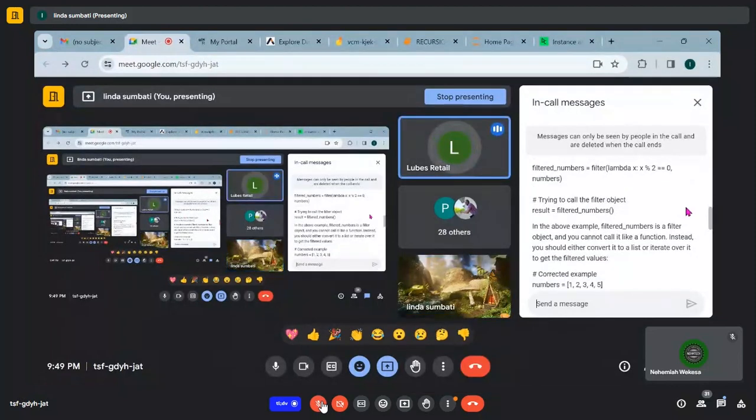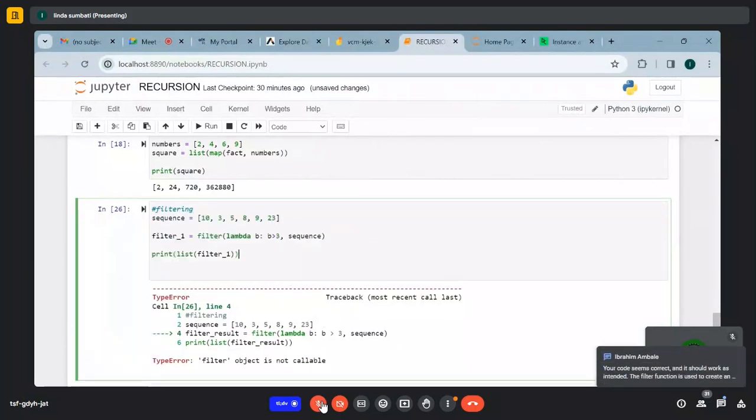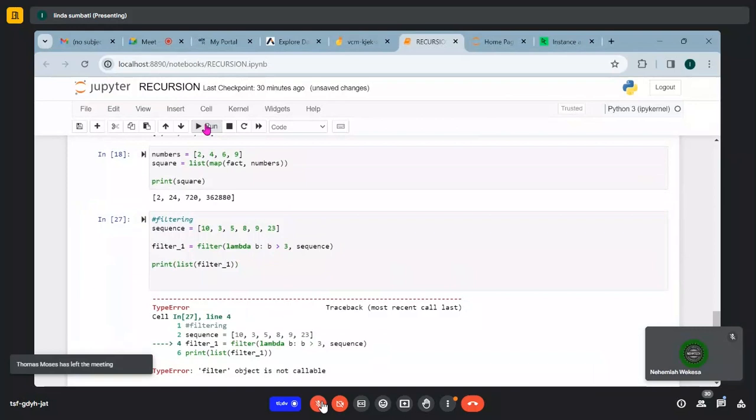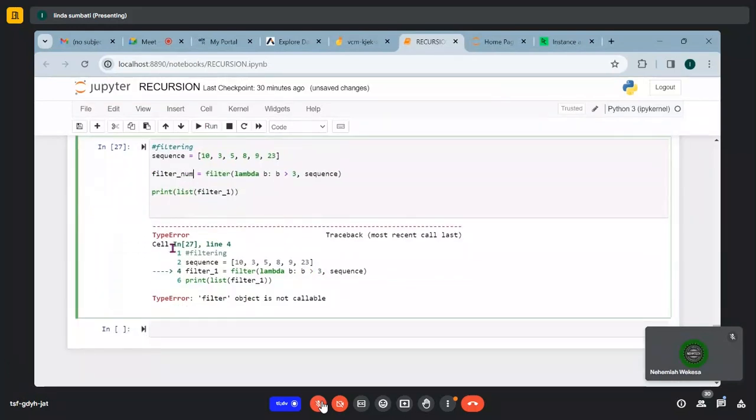Linda, try put a space between B and greater than. Let me go back here. Put a space. Where is it? Put a space. They feel like they are struggling for air. Linda? Yes? Mine has worked. I've just taken your code and pasted it. Yeah, same here with me.